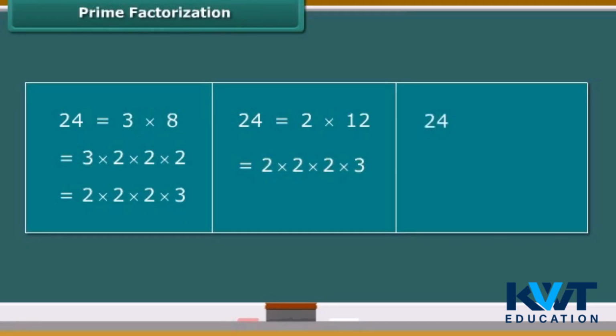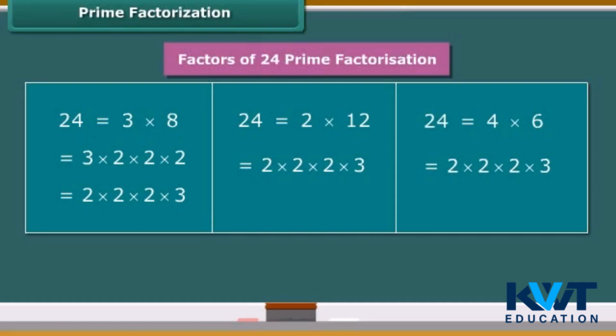One more way in which 24 can be written is 4 into 6. The factor 4 can be further factorized as 2 into 2. The factor 6 can be further factorized as 2 into 3. 24 can be again written as 2 into 2 into 2 into 3. Thus, in all the factorizations of 24, we ultimately arrive at the factorization 2 into 2 into 2 into 3. In this factorization, the factors involved, 2 and 3, are both prime numbers. Such a factorization of a number is called prime factorization.